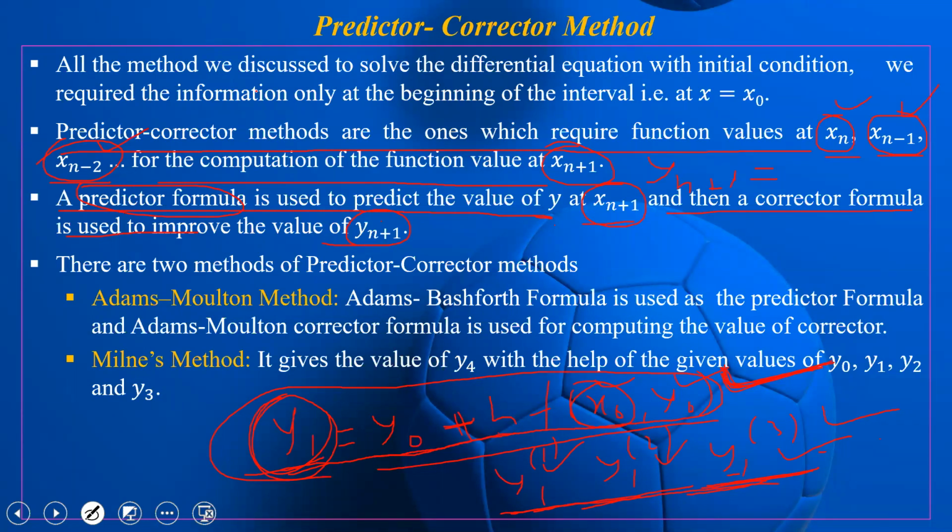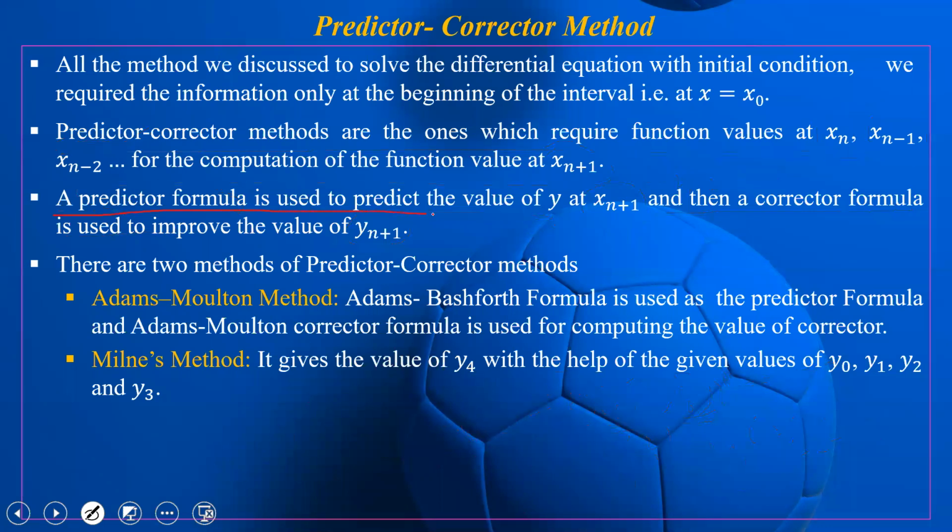A predictor formula is used to predict the value of y at xn plus 1, and then a corrector formula is used to improve the value of yn plus 1. There are 2 predictor corrector methods. In our syllabus, we only have to study the Milne's method, but let us also study the Adams-Moulton method, because this is also important. And if we know how to use this method, then it will be very clear. So it has the Adams-Moulton method.